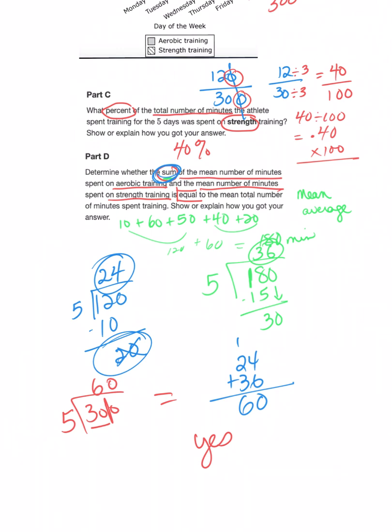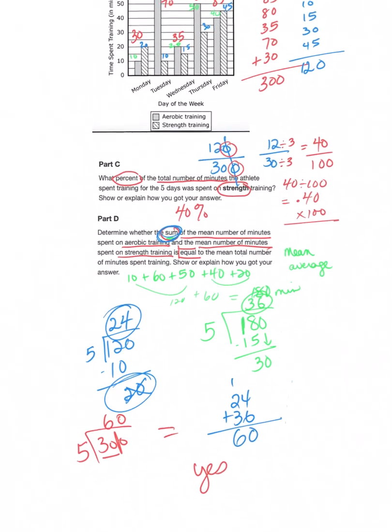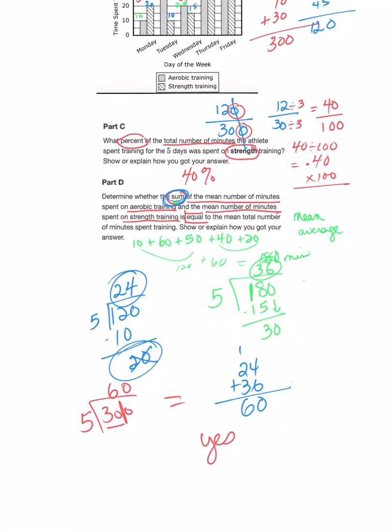So that is what you would need to do to get full credit. You'd have to show all of your work, and then you need to make sure that you label. So the green was the aerobic training, so you have to make sure you label this. And then this was the strength training, and this was total minutes. But that's what you would have to do to get full credit for this question.